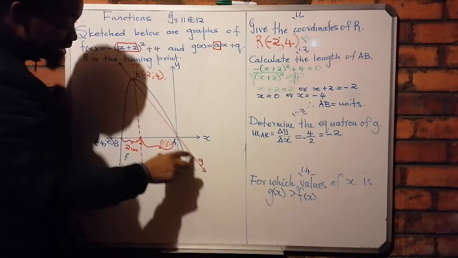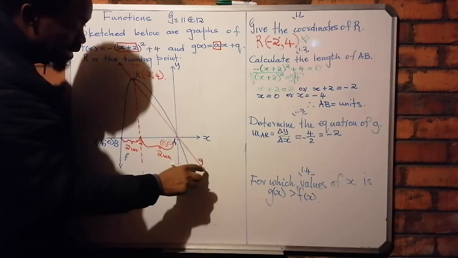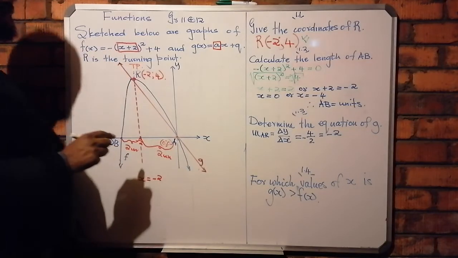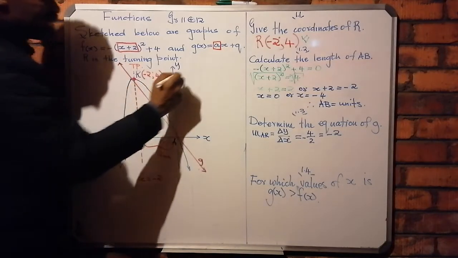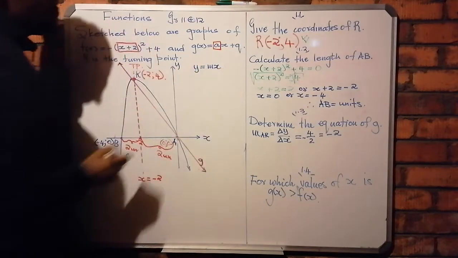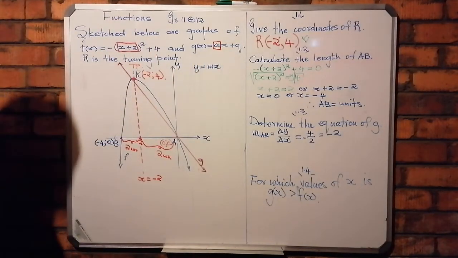Now, because we can see that this line goes through origin, that means it is that line that is defined by y is equals to mx.